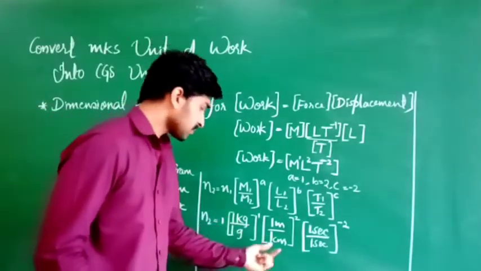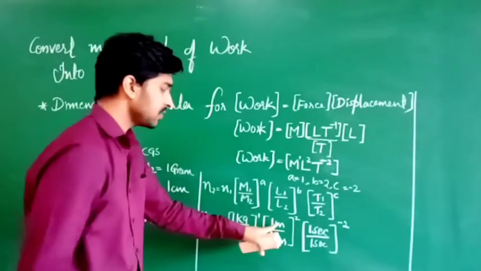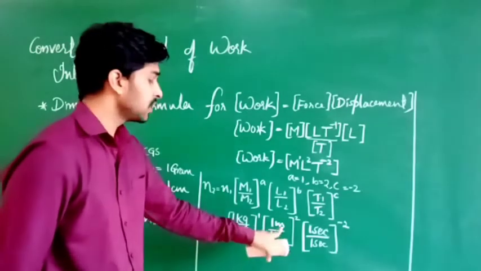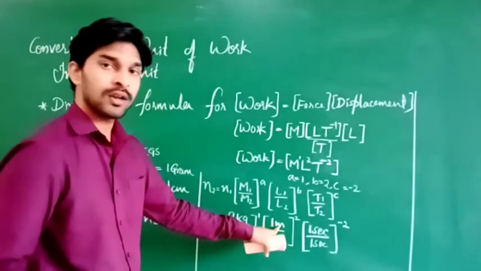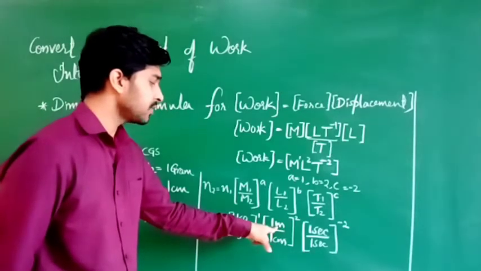Next, here we are having 1 meter, here we are having centimeter. MKS units we are converting to CGS units. In 1 meter how many centimeters are there? 100 centimeters, correct? No, 10 to the power of 2. So here we will be substituting 10 to the power of 2.